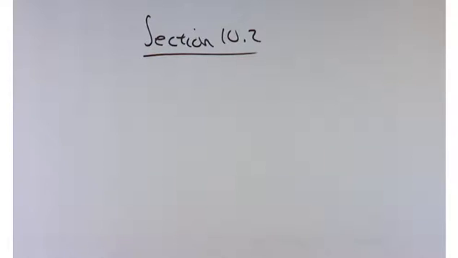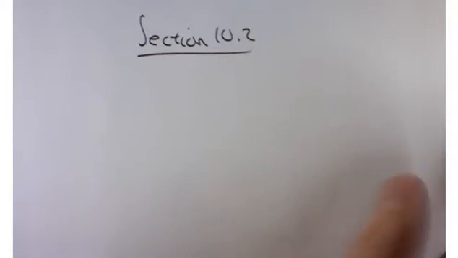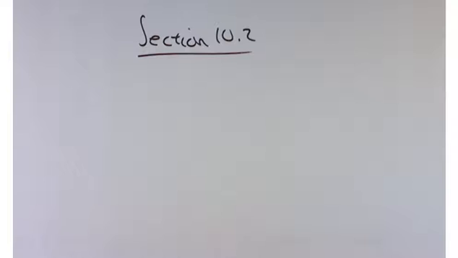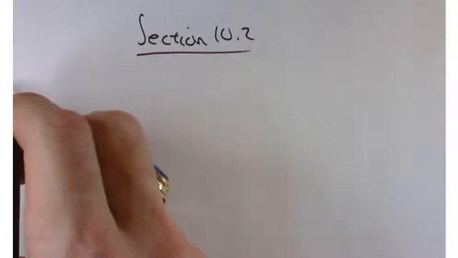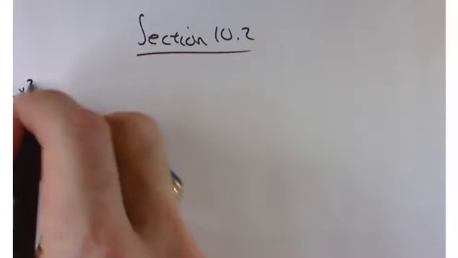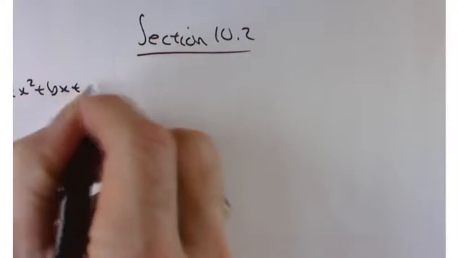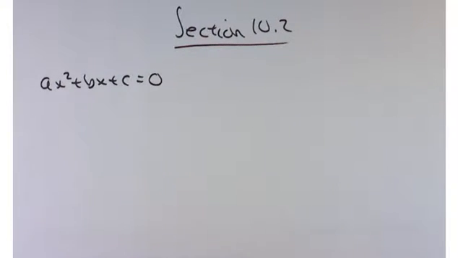Section 10.2, we're going to solve quadratic equations in a different way. We've solved them by factoring and the square root property and completing the square. 3 methods isn't enough. You need 4, at least 4. So we're going to give you one last one. It's for solving any quadratic equation that can be written in this form. If you can write it in this form, then you can solve it with the quadratic formula.